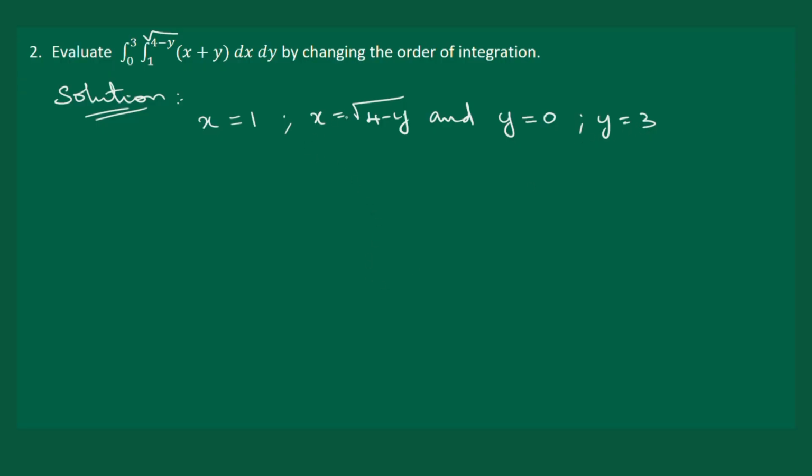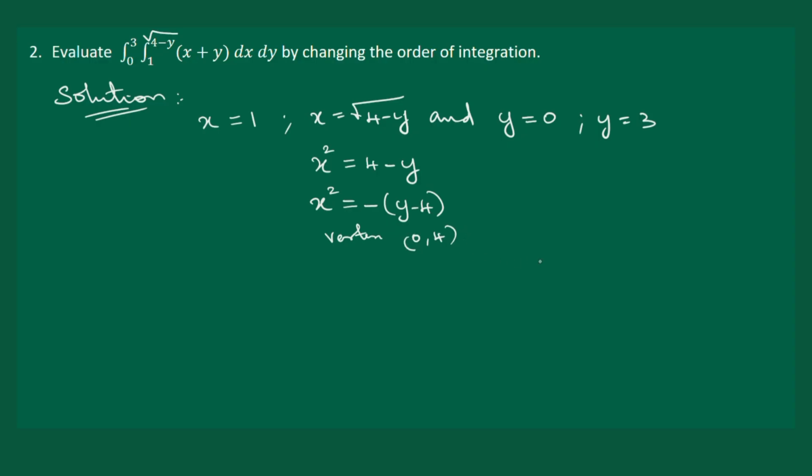Now since we have the square root of 4 minus y, to remove the square root we can square it on both sides. So we will have the equation x square is equal to 4 minus y, which represents a parabola, or else we can also write this equation as minus of y minus 4, which means that the parabola is an inverted parabola. Clear? What is the vertex for this parabola? It will be 0, 4.